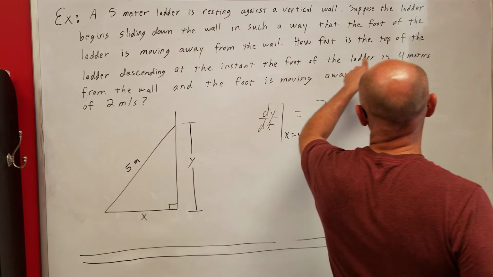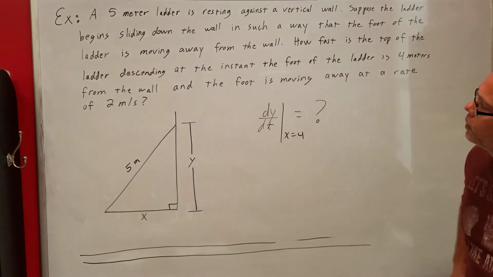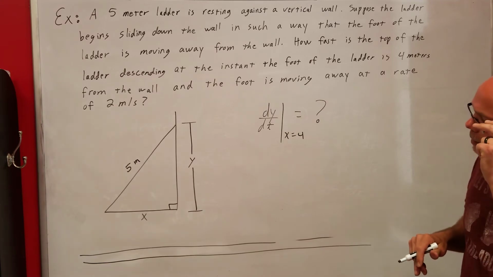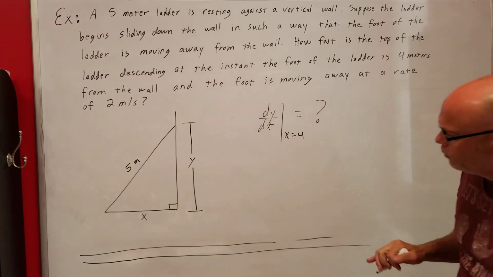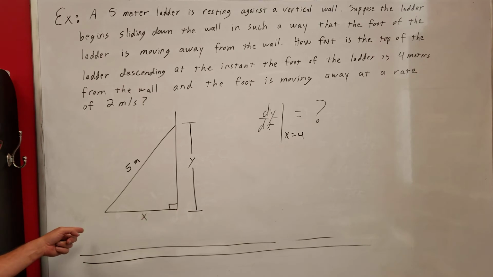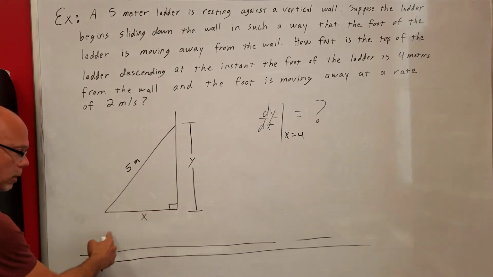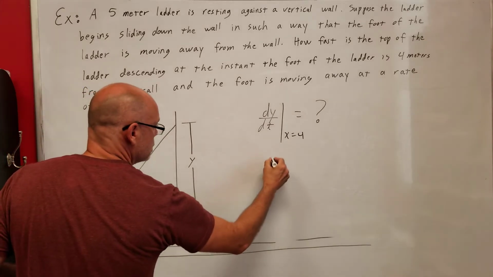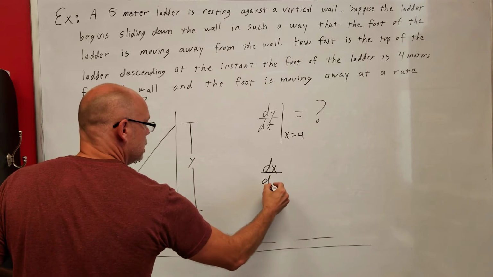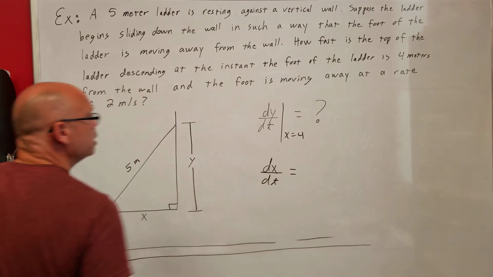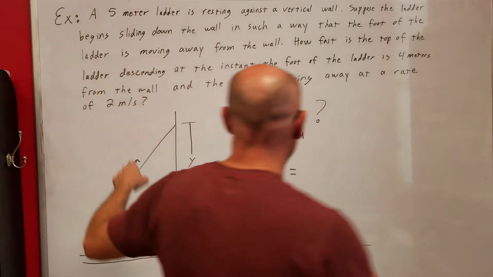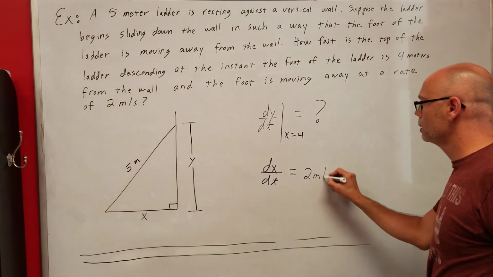At the instant the foot of the ladder is 4 meters from the wall and the foot is moving away at a rate of 2 meters per second, what does that tell me? If the foot is moving away at a rate, that tells me it's going to be a derivative, right? What's changing here? x. So it's going to be dx over dt. And that value is 2 meters per second.